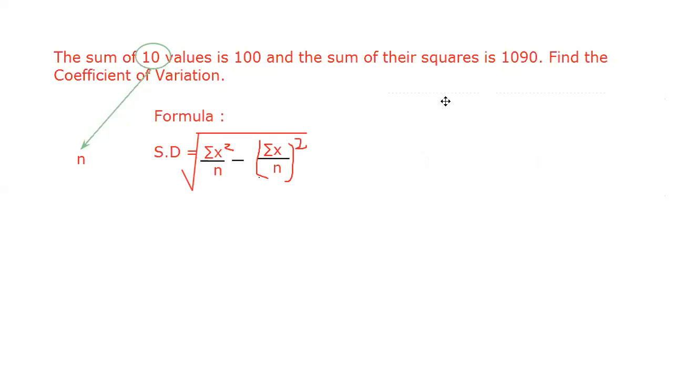Okay, fine. So here in our question, the sum of 10 values. What is the 10? That is our small n. The sum of 10 values is 100. What do you mean by that 100? That is our sigma x. So this 100 is our sigma x.